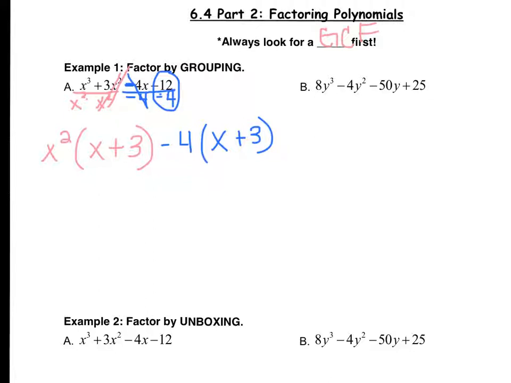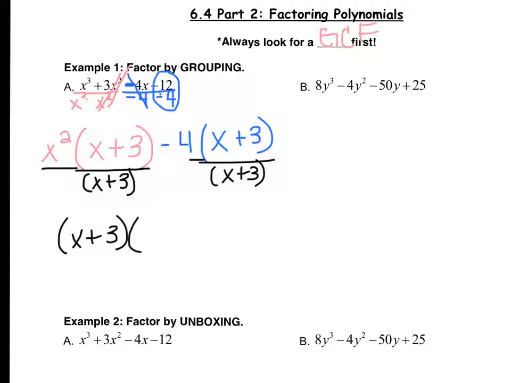So now we look at what we have, and I'm going to ask you again, do we have any greatest common factors? Well, if you look, we have an x plus 3 here and an x plus 3 here. So if we do what we normally do with the greatest common factors and divide each of the terms by the GCF, I know it looks weird because it's in parentheses, but it's okay. And we'll write that GCF out front, and now we're going to prepare to write the leftovers next to it.